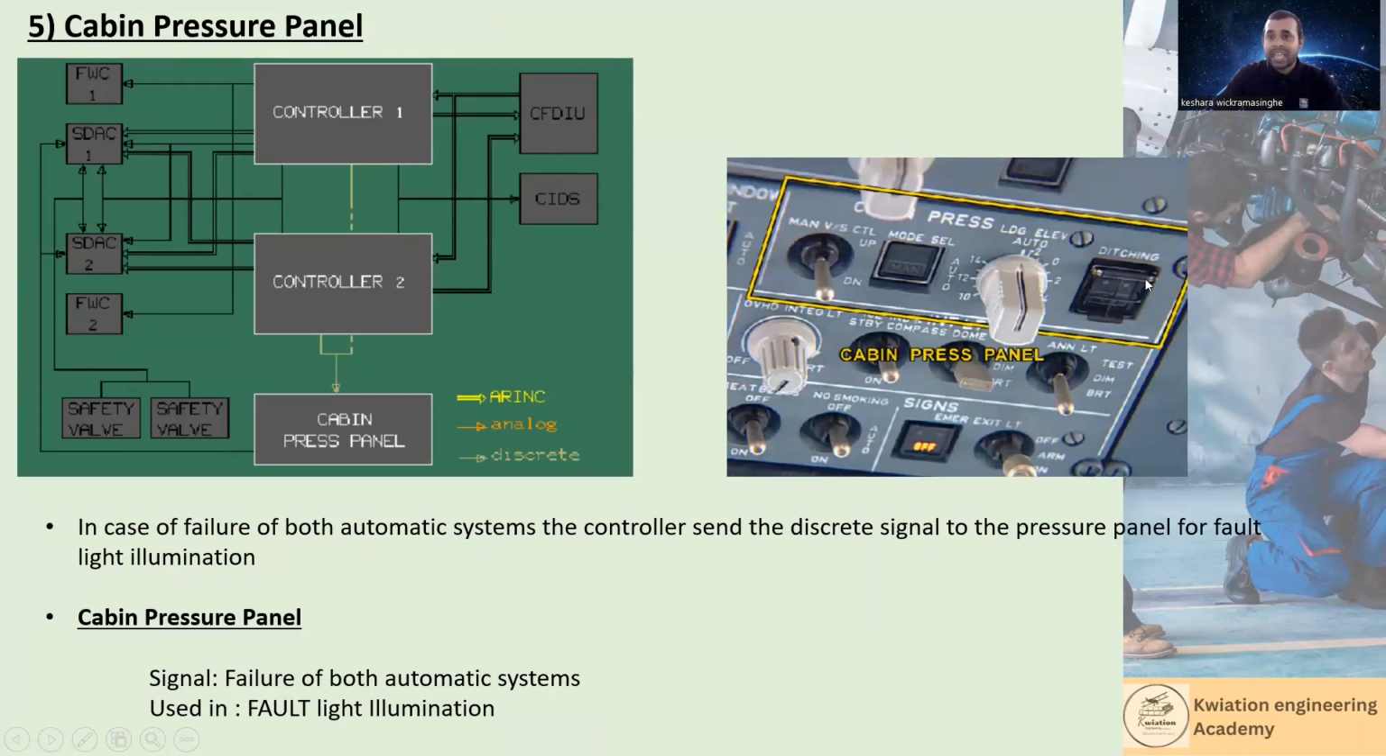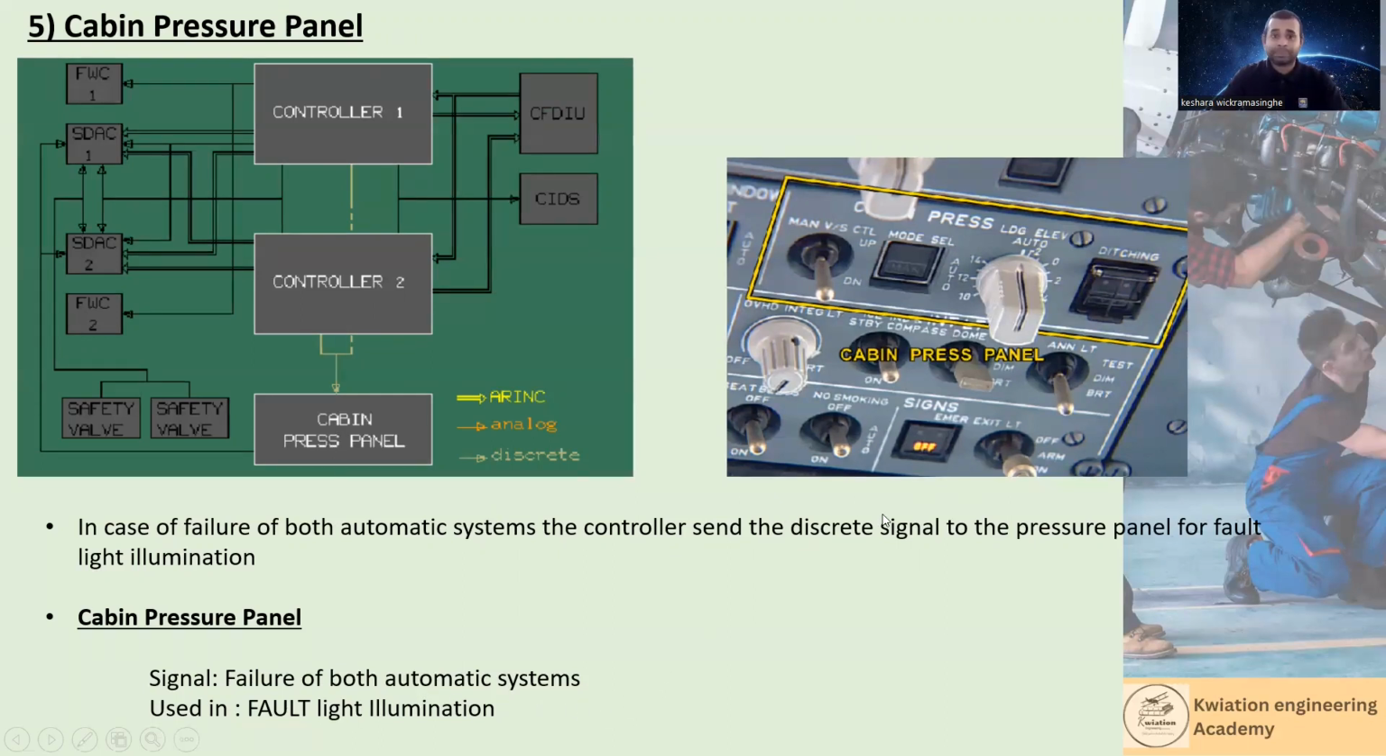Okay, you can see this is the cabin pressure panel, right? In case of failure of both automatic systems, the controller sends the discrete signal. Remember, in case both automatic systems fail, at this time the controllers will send the discrete signals to the pressure control panel for fault light illumination. In this case the fault light will illuminate. So the cabin pressure panel signals are failure of both automatic systems, and used for fault light illumination, right?